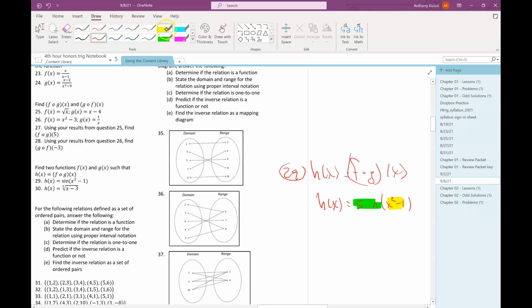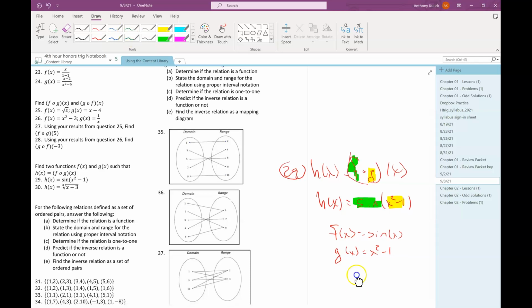So my inner is going to be my g, and my outer would be my f. So my f of x here would be sine x, and my g of x would be x squared minus 1. And hopefully it's easy to see if I plug x squared minus 1 into sine x, I would get that function there.